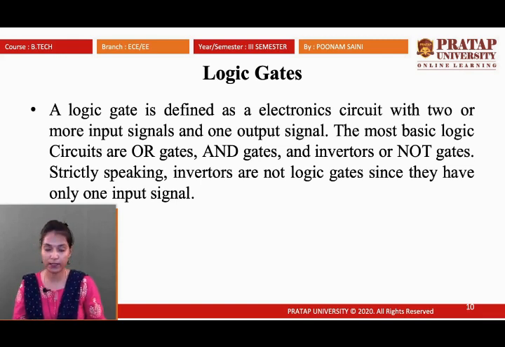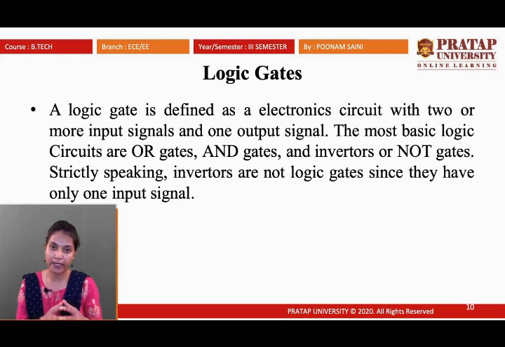Universal gates are the NAND gate and NOR gate, and with them we can make any gate. With the help of NAND gate we can make AND gate, OR gate, NOT gate. With the help of NOR gate we can make AND gate, NOT gate and OR gate. So NAND and NOR are the basic gates. By using these two gates we can make any of the logic gates.